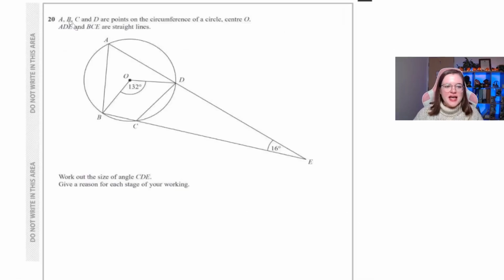Question 20. A, B, C and D are points on the circumference of a circle, centre O. ADE and BCE are straight lines. Work out the size of angle CDE. Give a reason for each stage of your working.